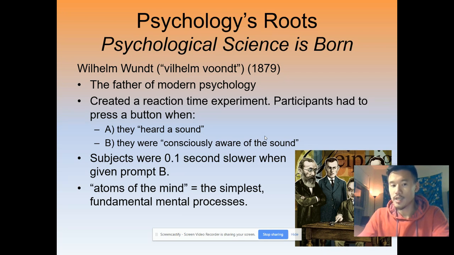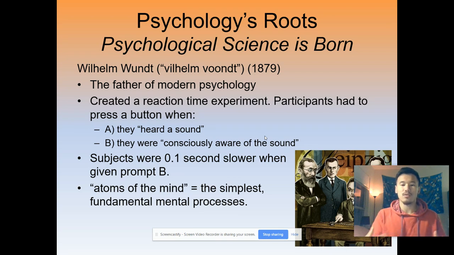And he created a reaction time experiment. They created this machine that measured the time lag between people hearing a ball hit a platform and then pressing a little key. They asked participants to press this button when they heard the sound of the ball drop. They were asked in one of two ways. A, press the button when you hear the sound. Or B, press the button when you're consciously aware of the sound. Interestingly enough, subjects were 0.1 seconds slower when they were given prompt B, when asked to be consciously aware.